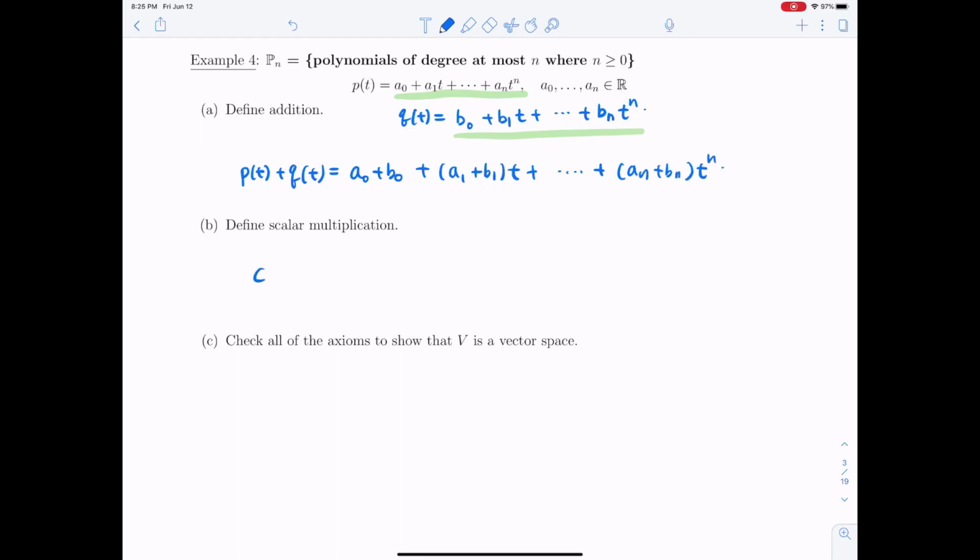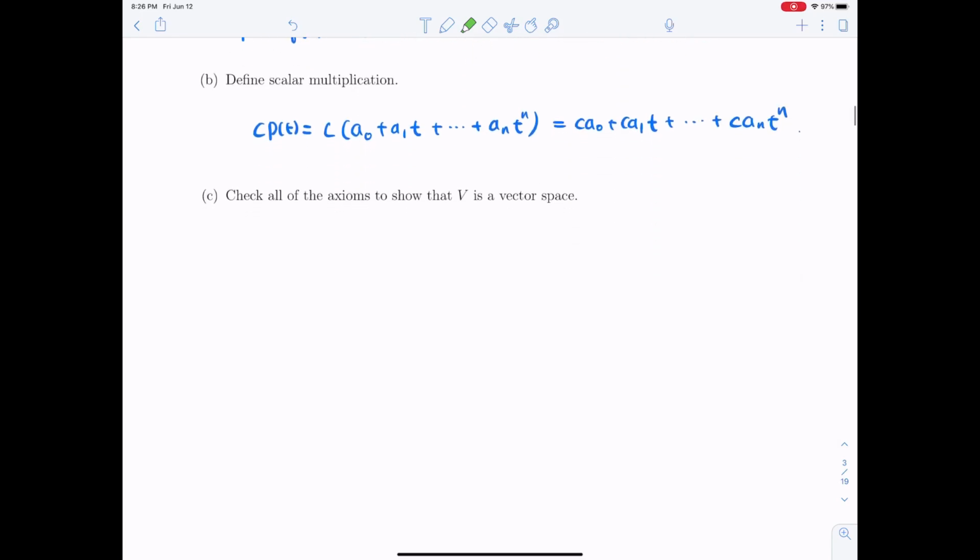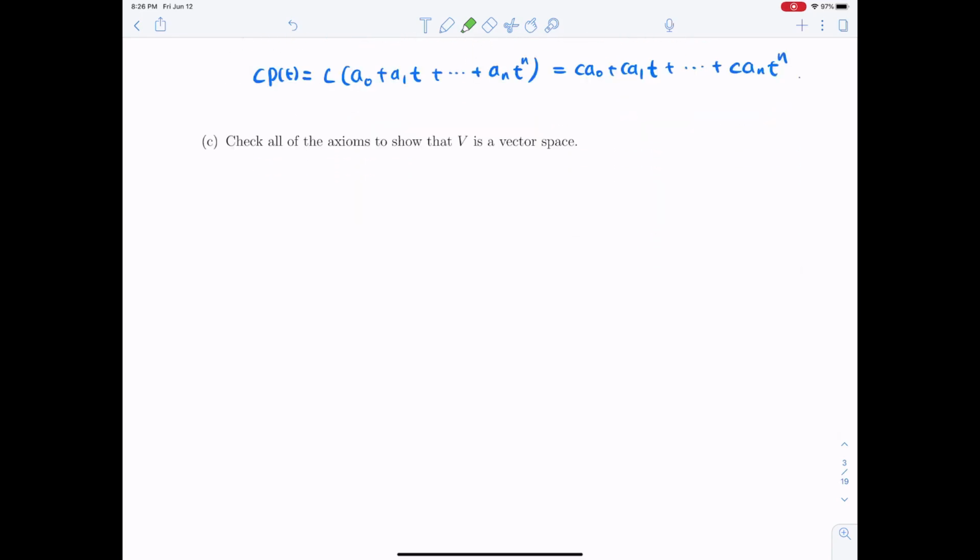And the scalar multiplication can be defined as the usual multiplication, like c times a sub 0 plus a sub 1 t plus so on plus a sub n t to the n, which gives you c a sub 0 plus c a sub 1 t plus so on plus c a sub n t to the n. Okay, so we defined the vector addition and scalar multiplication. So let's pause the video and check whether the given space satisfies the 10 axioms for the vector space.